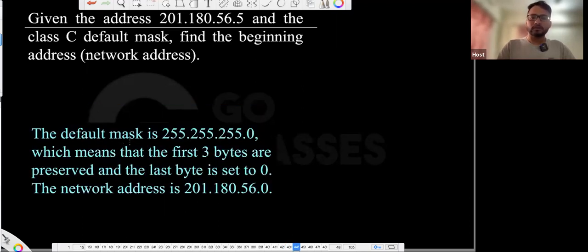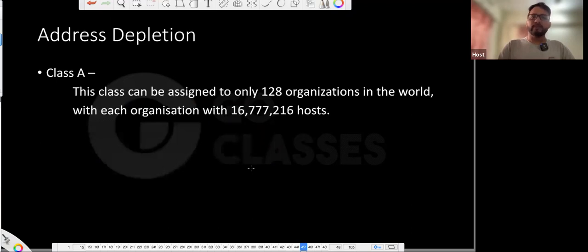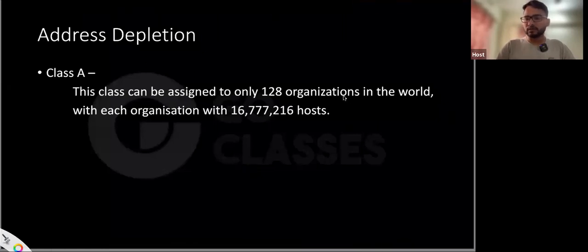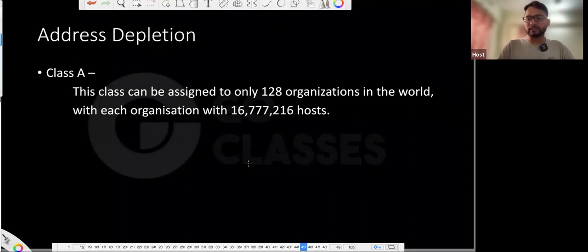Now, the default mask is this. Okay. Now, this idea of classful addressing is basically not a very popular idea for very obvious reasons. Okay. So Sandeep is asking how to identify the subnet mask.